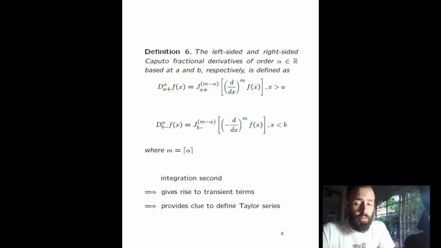Our next definition is the Caputo derivative operator, just to contrast it with the Riemann-Liouville operator, and to mention more about Taylor series. The only difference with this definition is that the integer order differentiation operator is applied to the function first, and then we apply the non-integer order integral operator. What's interesting is that since the integration operator is applied second, it could give rise to some transient terms, which gives us a good clue of how we could define the fractional Taylor series.